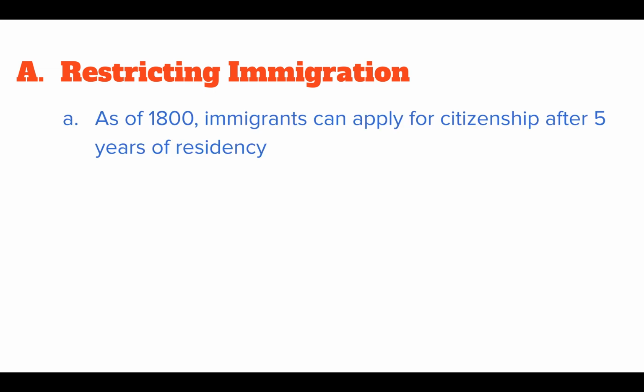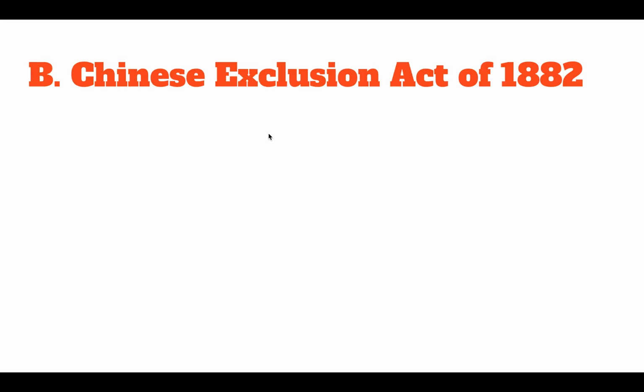So A, restricting immigration. As of 1800, when the country's pretty young still, immigrants can apply for citizenship after 5 years of residency. So the country's growing and they're encouraging immigration. All the way up through the Civil War, it's not that difficult for a person to become a resident in the United States, unless of course you are enslaved or a Native American. But for a lot of immigrants, it was not that challenging.